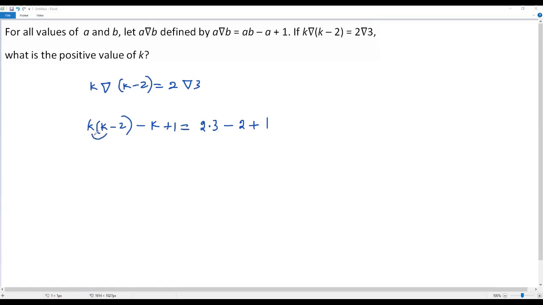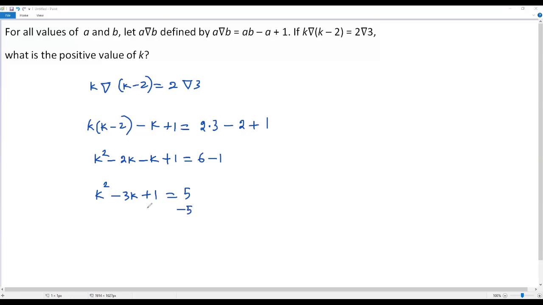Let me distribute this K to this K and negative 2. When I do so, I'm getting K square, negative 2K, negative K, positive 1 equals 2 times 3 is 6. When I combine this negative 2 and positive 1, I'm getting negative 1. Then I'm getting K square. So here we can combine this negative 2K and negative K. Then I'm getting negative 3K, positive 1 equals 6, negative 1 is 5.